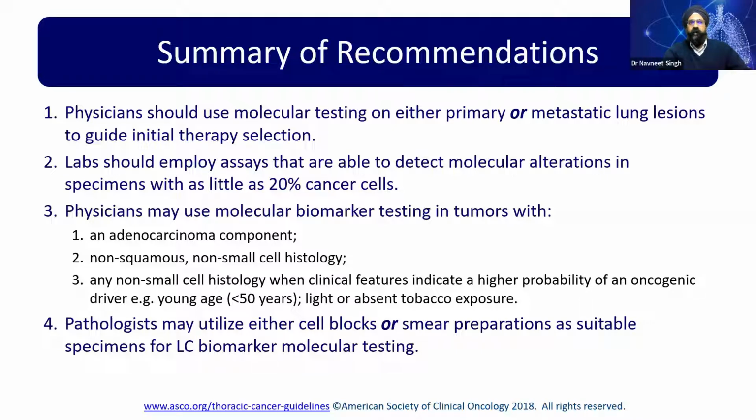All adenos should be tested. Any non-squamous NSCLC histology should be tested, or any non-small cell histology in which clinical features indicate a higher probability of an oncogenic driver, for example, young age, light or absent tobacco exposure. And importantly, you can use either cell blocks or smear preparations as suitable specimens based upon the content, which should be at least 20% cancer cells.